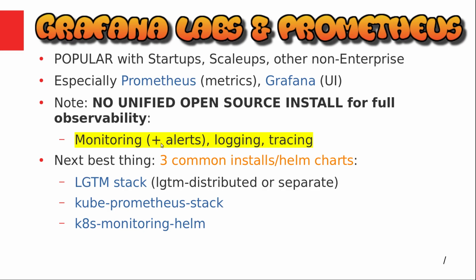A lot of people, when you say Grafana, will just think dashboards, because the dashboards are really great with this. Now note, with these other products, not Elastic, but Grafana Labs and Prometheus type products, there is no unified open source install to install an entire observability stack, which remember is monitoring plus alerts, logging and tracing. There is no such thing. It's kind of crazy that in this day and age, there is no simple single Helm chart that will do the entire observability stack for almost everybody.